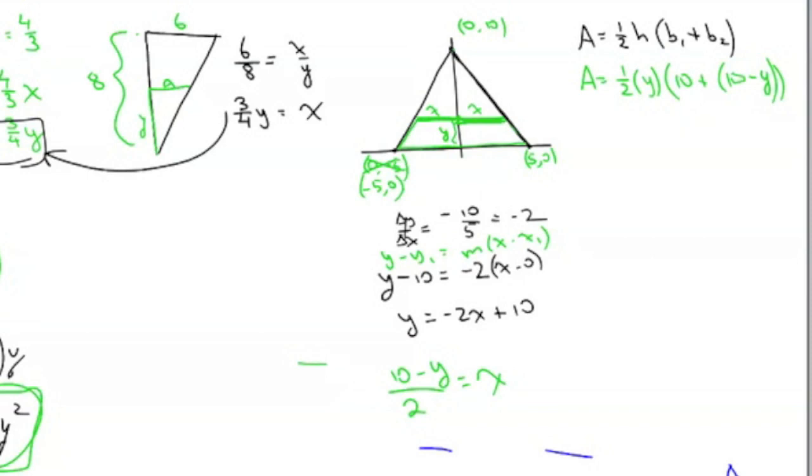Why, when you plugged it in, did you do away with the 2 on the bottom? Oh, because this x is only going from the y-axis to the line. But there are 2 of them, so I multiplied that by 2. Does that make sense? Okay. And then simplify this, and you get A equals a half, 10 plus 10, that'd be 20, so you get y times 20 minus y. I'd leave it like that, but you could distribute if you want. It'd be 10y minus 1/2 y squared.